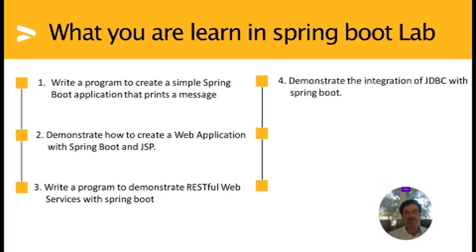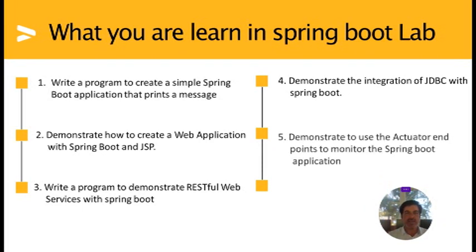In the fourth experiment, demonstrate the integration of JDBC with Spring Boot. To access a relational database using JdbcTemplate in a Spring Boot application, we need to add the Spring Boot starter JDBC dependency in our build configuration file. In this experiment, we will use the Autowired annotation for the JdbcTemplate class. Then Spring Boot automatically connects to the database and sets the data source for the JdbcTemplate object.